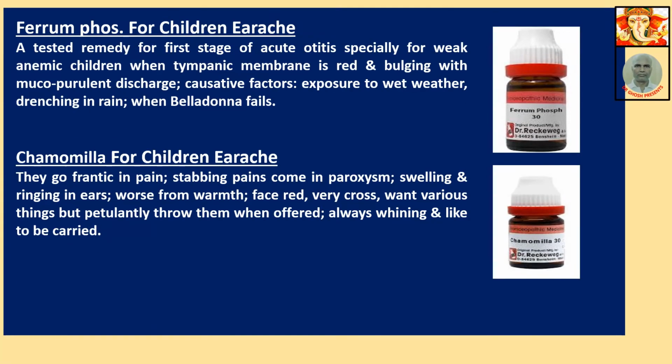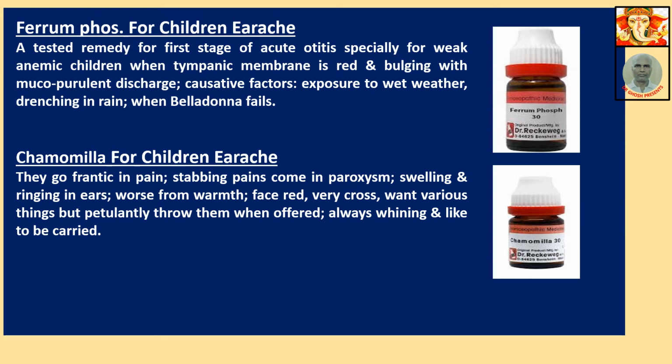Ferrum phos for children's earache, a tested remedy for the first stage of acute otitis, especially for weak, anemic children, when the tympanic membrane is red, bulging with mucopurulent discharge. That is the first stage of inflammation of the eardrum. Causative factors: exposure to wet weather, drenching in rain. When belladonna fails, ferrum comes and takes up the situation.